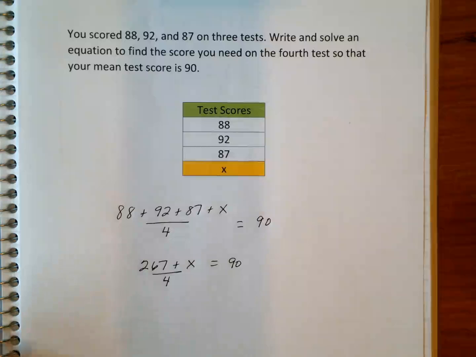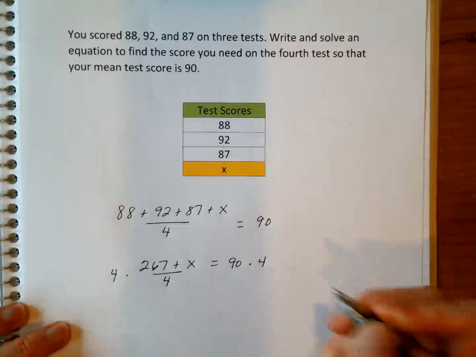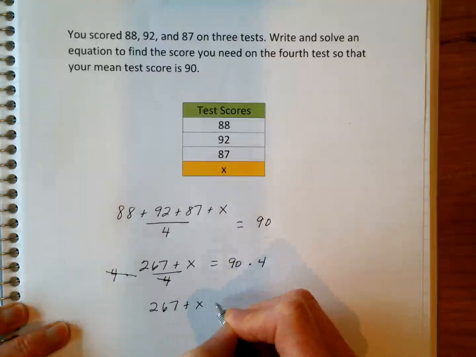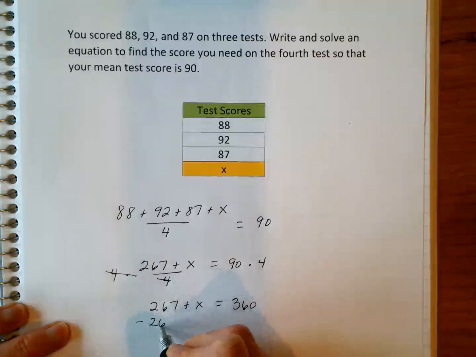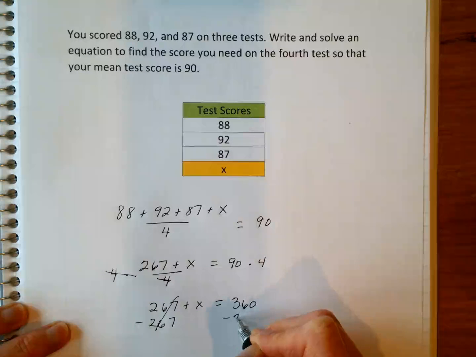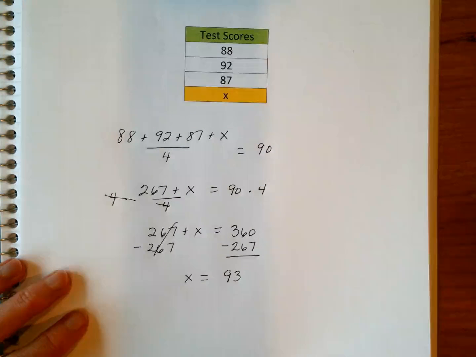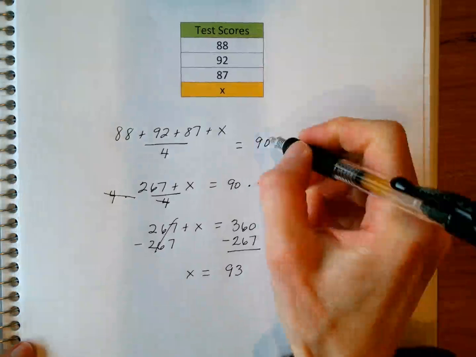And now, just like we did in the last one, we're going to start undoing the division by multiplying by 4 and multiplying by 4 over here. That gets rid of that. 267 plus x is equivalent to 360. You take away your positive 267, take away your 267, and you are left with x equals 93. So if you were wanting to get that 90% for your mean average tests, you would need to get a 93 on that fourth test to come away with your goal of 90.